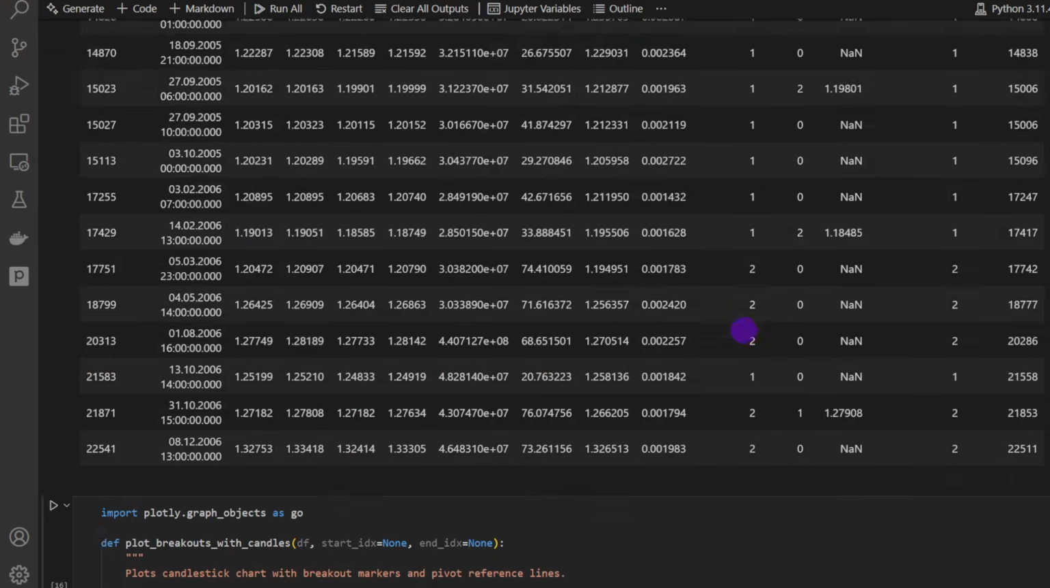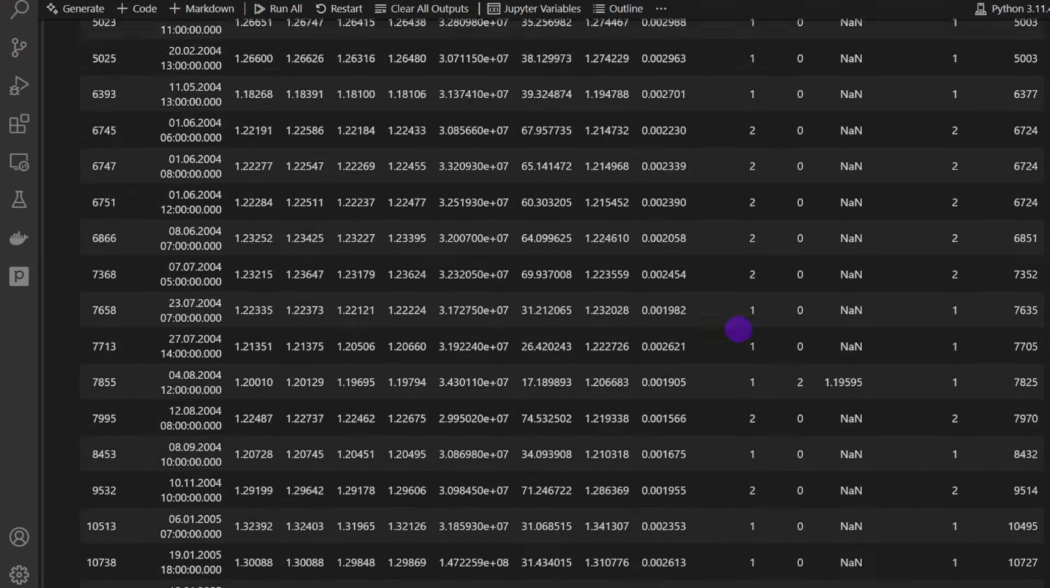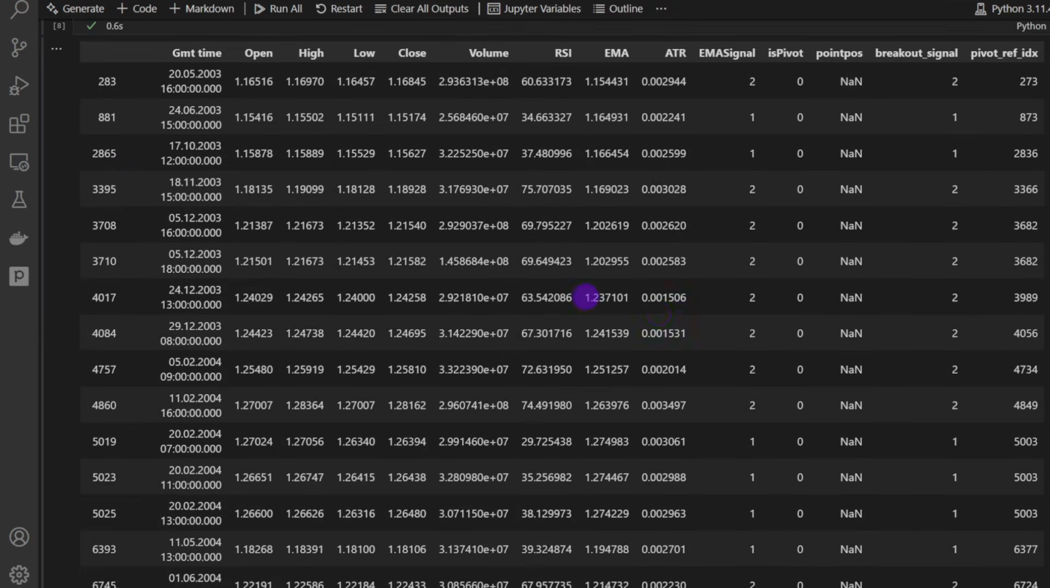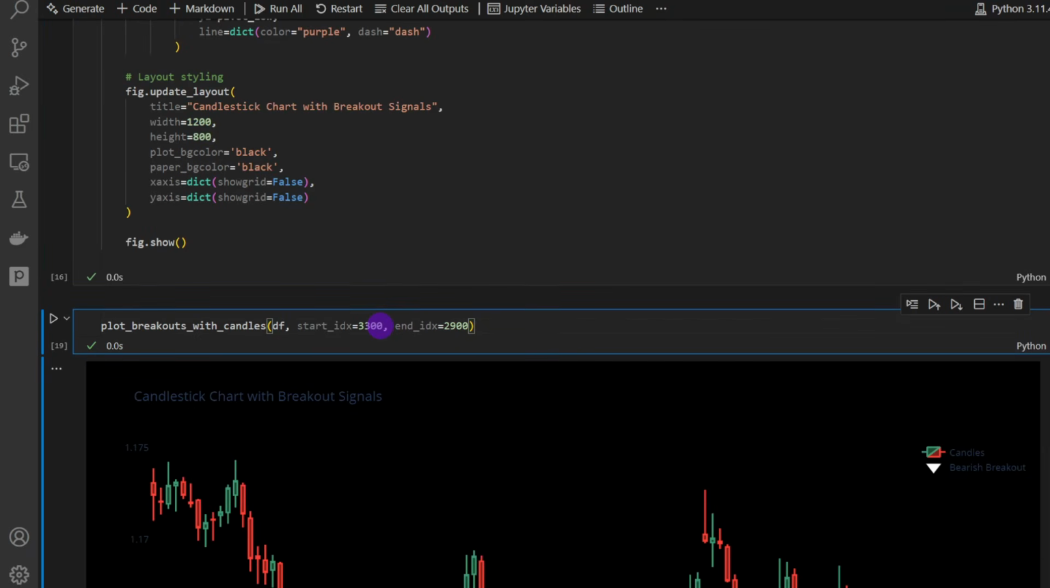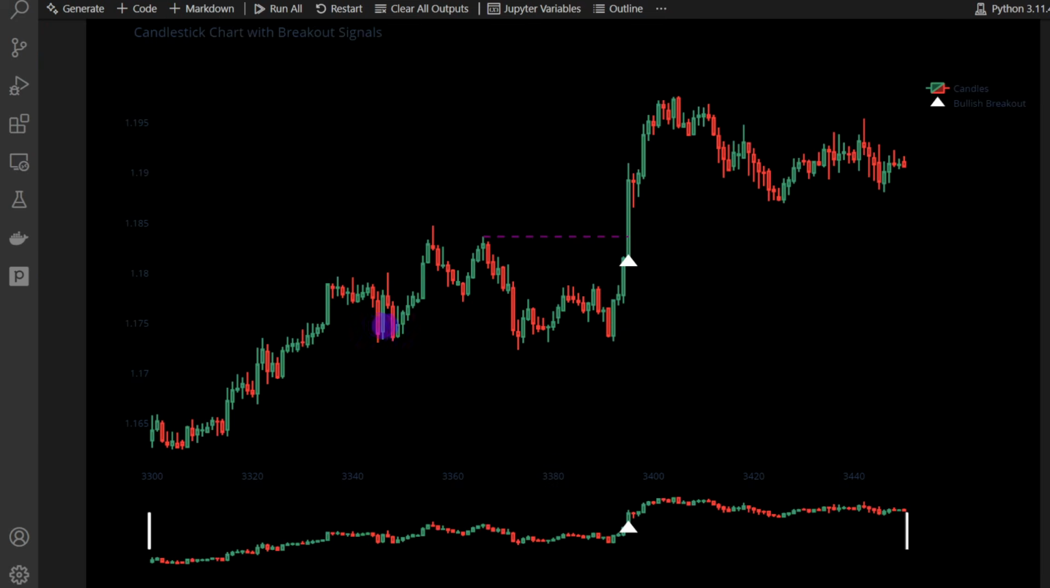Let's try a fourth one. I promise it's the last. It's just that I want to make sure that things are working properly. So 3,395, let's say 300 and up to 3,450. Let's see how it looks. This is a very nice signal as well. So we have this high, this breakout happening here, and the liquidity sweep happening right here.